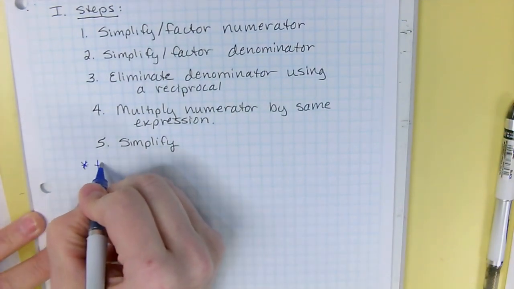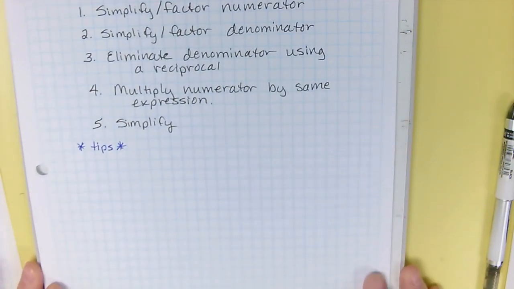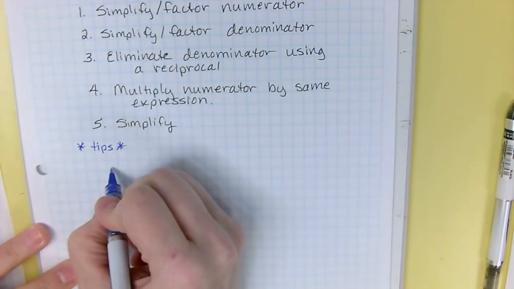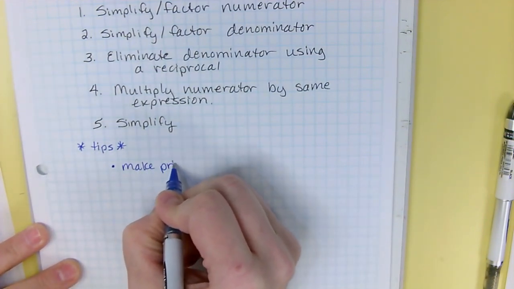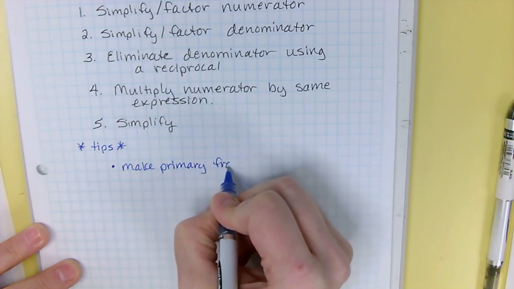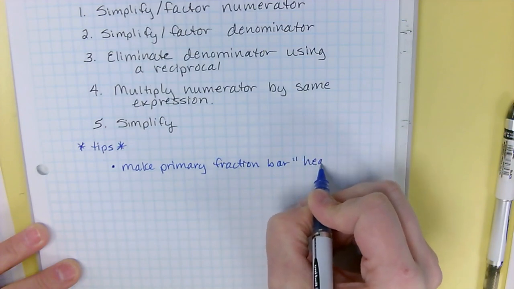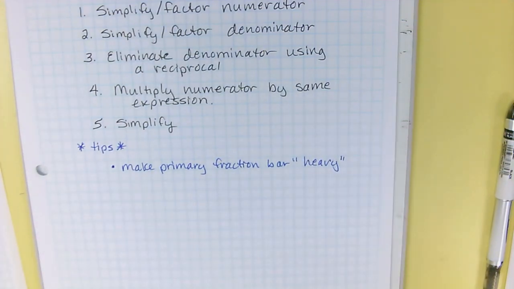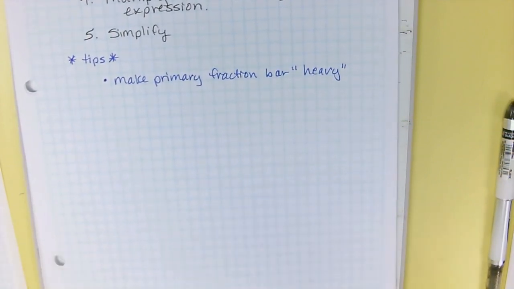Okay, so these are some tips that I would recommend to make things a little easier for you while you're doing them. The first one is to make the primary fraction bar heavy so that you don't get mixed up with what's on the top, what's on the bottom. Because if you don't make the fraction bar heavy, sometimes it's hard to figure out what's in the numerator and what's in the denominator because there's just so many pieces to these. So make it heavy and dark.